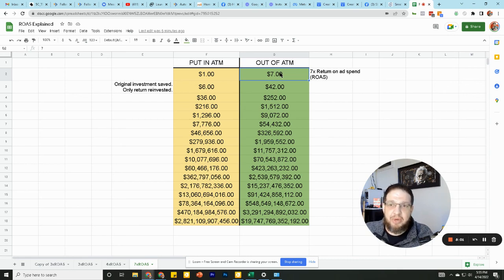So now you put that $6 in, and now you get 7 times that back. You're like, dang, I got $42. Well, I'm going to keep my $6, but I'm going to take that upside and put it back in. So I'm going to take that $36, you put that in, and bam, now you have $252. You're like, well, I'm going to keep my $36 and I'm going to put that $216 back in the machine, and now I got $1,500.